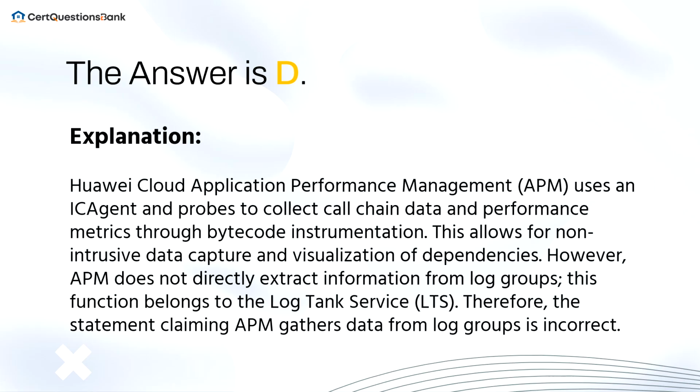Huawei Cloud Application Performance Management, APM, uses an IC agent and probes to collect call chain data and performance metrics through bytecode instrumentation. This allows for non-intrusive data capture and visualization of dependencies. However, APM does not directly extract information from log groups. This function belongs to the Log Tank Service, LTS. Therefore, the statement claiming APM gathers data from log groups is incorrect.